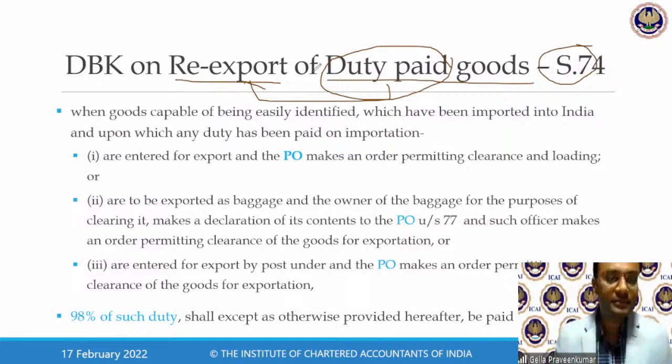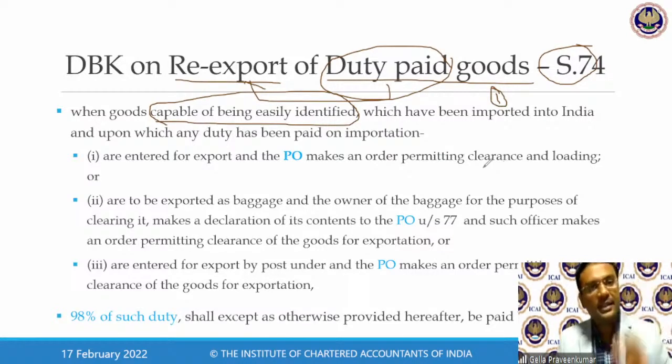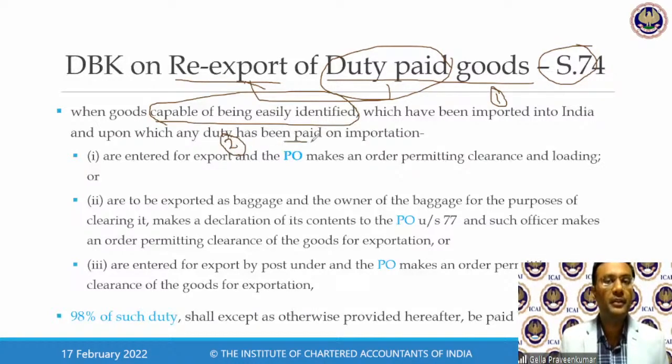What it says: when the goods are capable of being easily identified, I should have a scenario where goods should be easily identified, which have been imported into India and upon which any duty has been paid on importation. So first activity, sir, I have imported into India. Is that sufficient? They say upon which any duty has been paid. Now, payment of duty is very, very important.